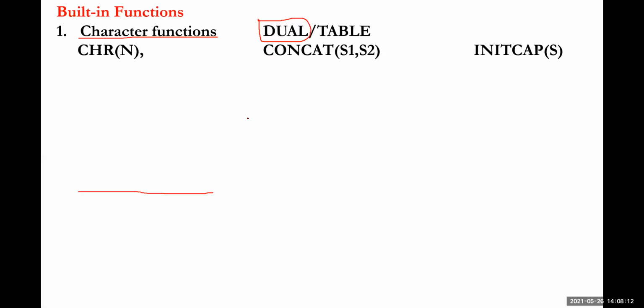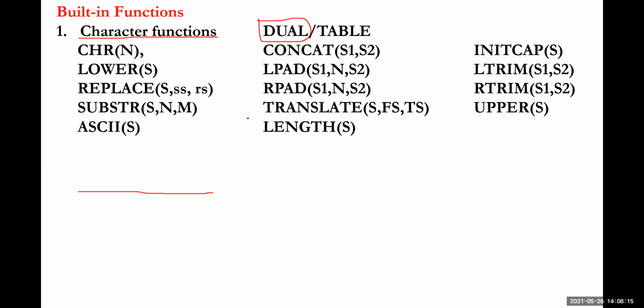First, the character-based functions. All these are character-based functions: CHR, CONCAT, INITCAP, LOWER, LPAD, LTRIM, REPLACE, RPAD, RTRIM, SUBSTR, TRANSLATE, UPPER, followed by ASCII and LENGTH.